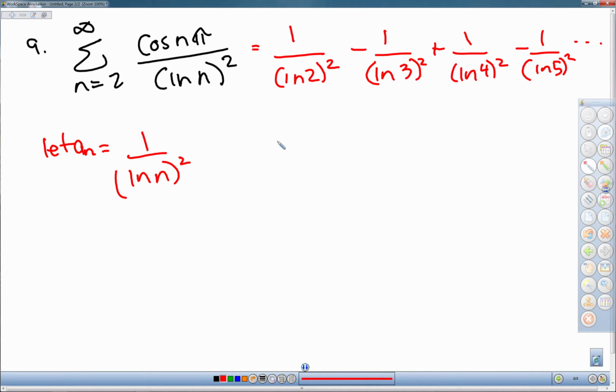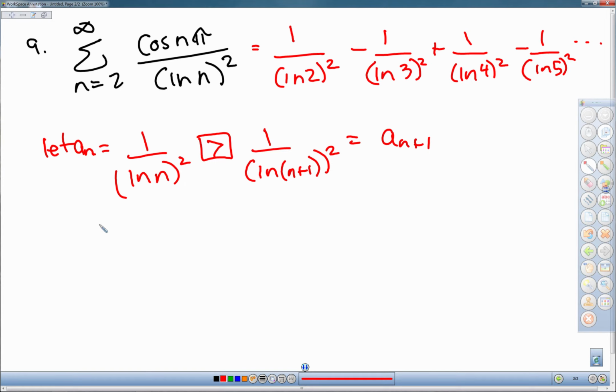And what we want to do first is compare how the nth term compares to the nth plus first term. Well, the natural log of n function is an increasing function, and as a result we know that the natural log of n plus 1 is going to be bigger than the natural log of n, and when you square those values it's even bigger still, and when you divide 1 by a bigger value it will be smaller than 1 divided by a smaller number. And so the first condition of the alternating series test holds.